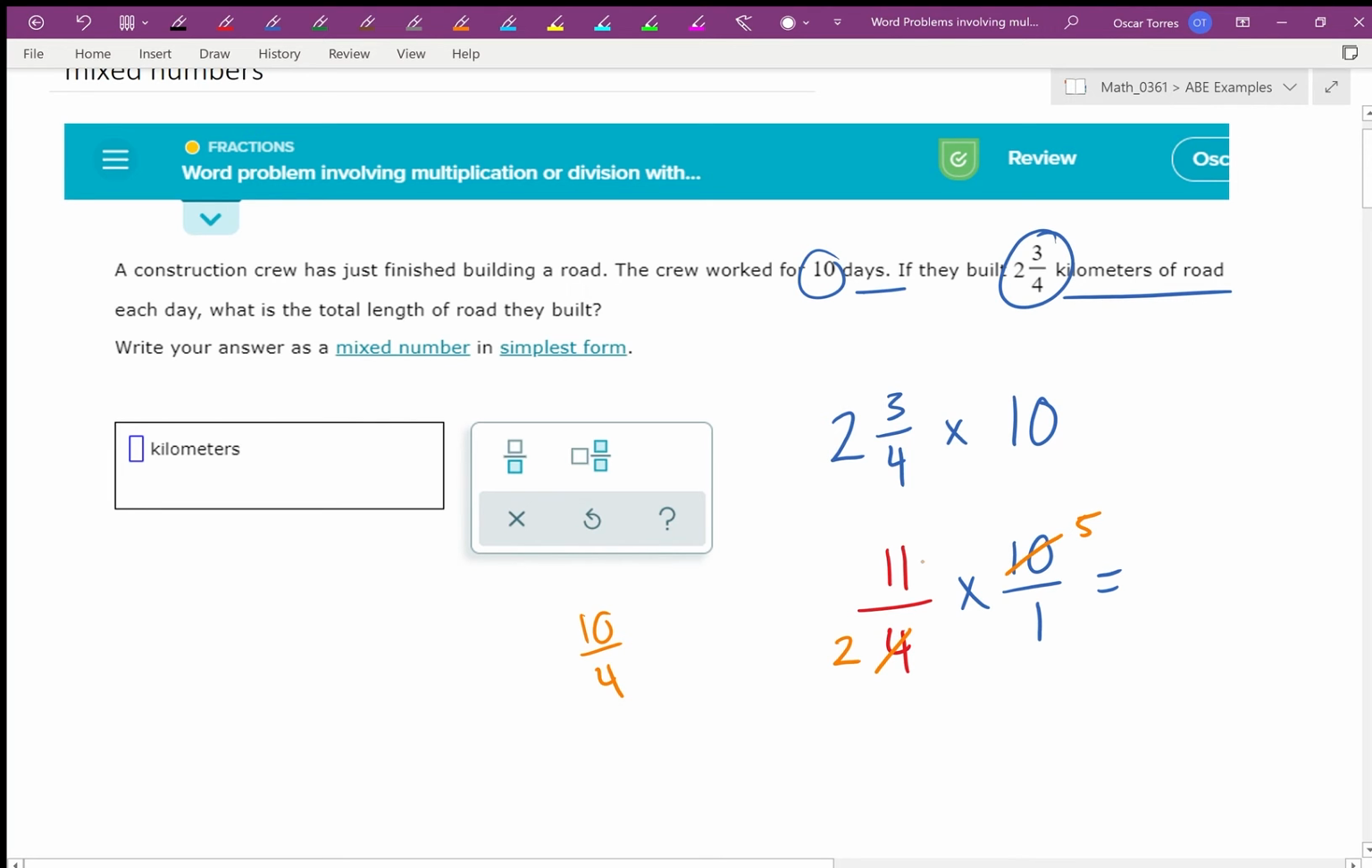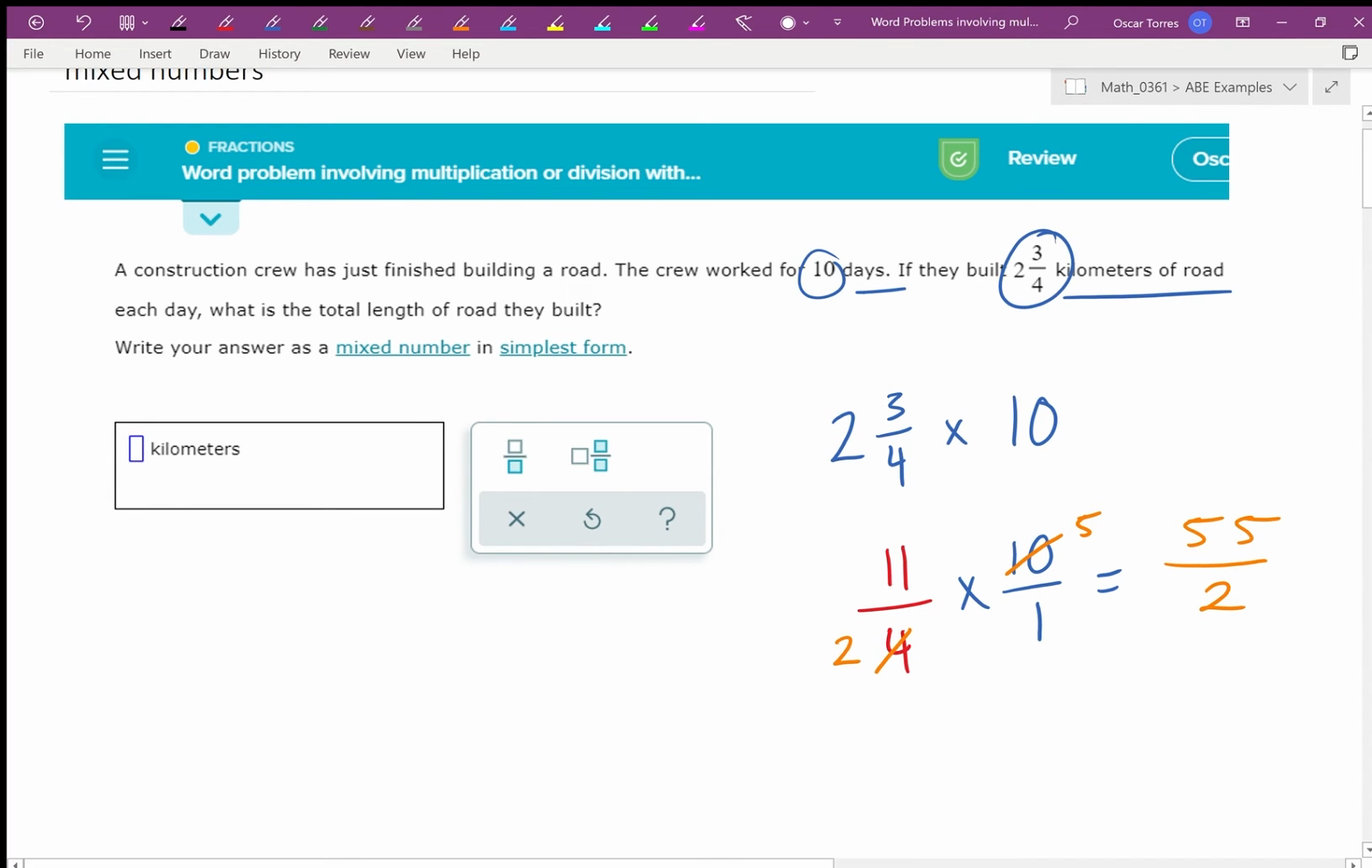So now we're left with 11 times 5 in the numerator and 2 times 1 in the denominator. 11 times 5 is 55. 2 times 1 gives us a 2. Now we're left with a fraction that can't be simplified any further because we had already simplified the diagonals. So it makes the problem a little bit easier to solve.